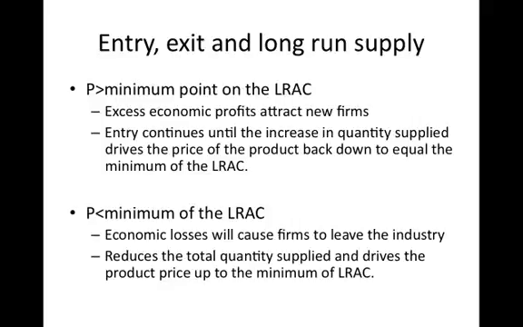Now, to get an idea of what's going on here, we need to think about entry, exit, and long-run supply. If price were above the minimum point on the long-run average cost curve, then what that would lead to is what's called excess economic profits. These excess economic profits will attract new firms. This is simply an entrepreneurial response to the fact that there's money to be made in an industry. Those new firms will continue to enter until the increase in the quantity supplied drives the price of the product back down to equal the minimum of the long-run average cost curve.